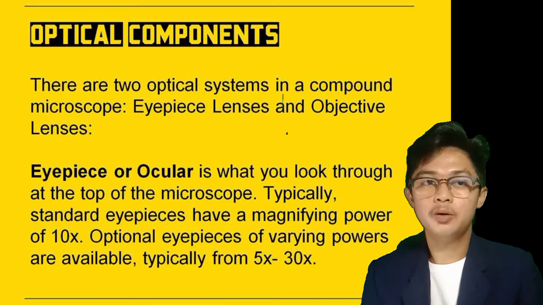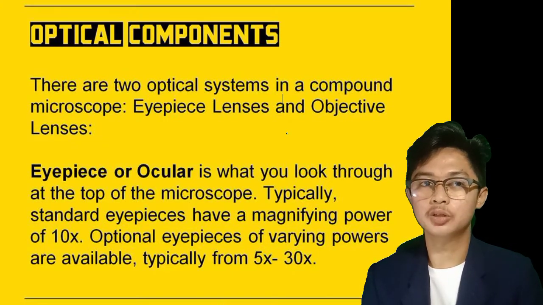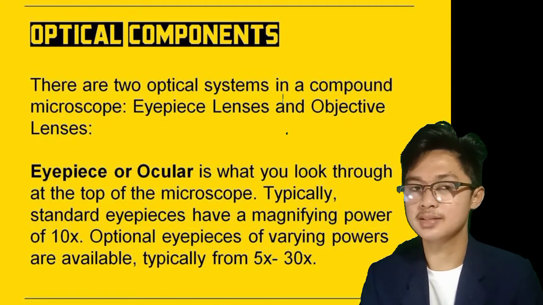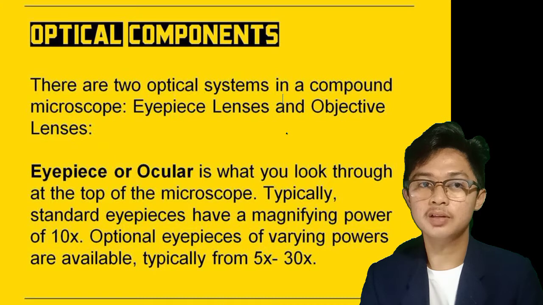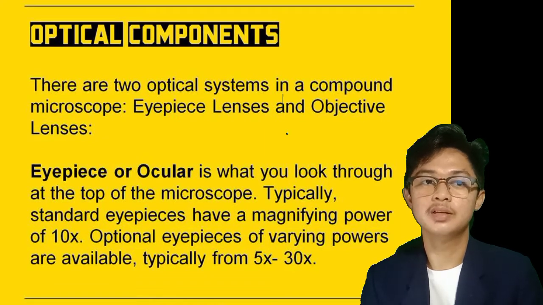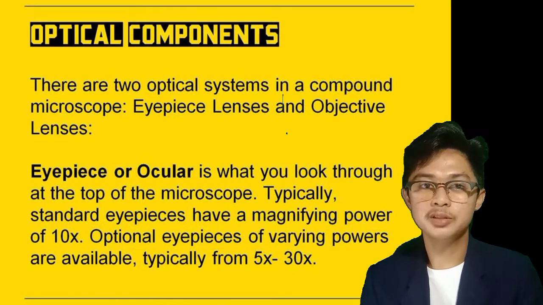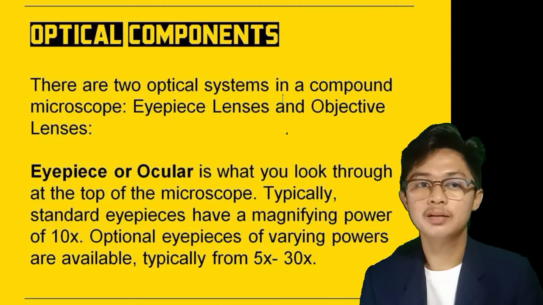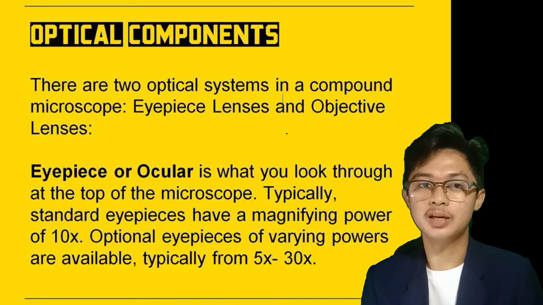For the optical components, the two major optical systems in a compound microscope are known as eyepiece lenses and objective lenses. The eyepiece, or ocular, is what you look through at the top of the microscope. Typically, standard eyepieces have a magnifying power of 10 times. Optional eyepieces of varying powers are available, typically from 5 times to 30 times.